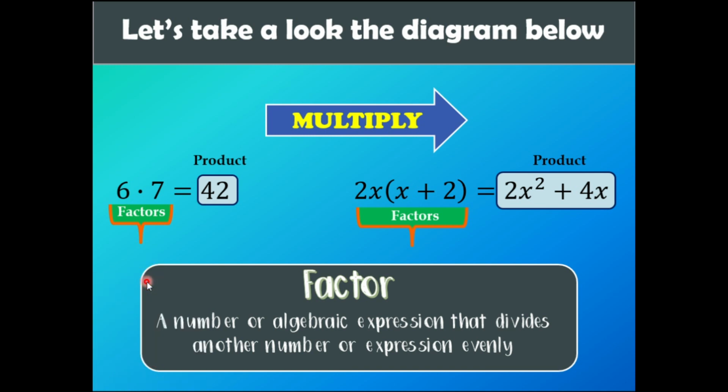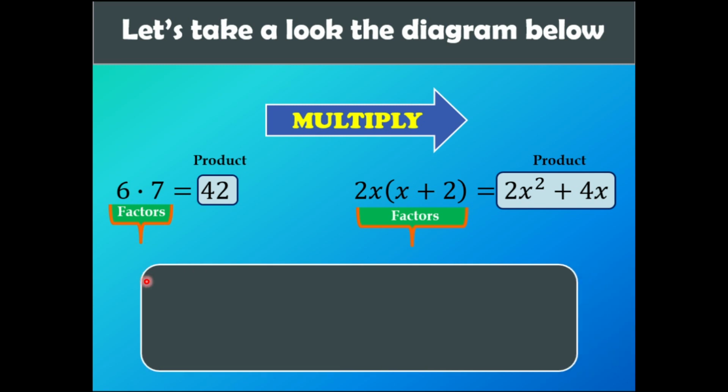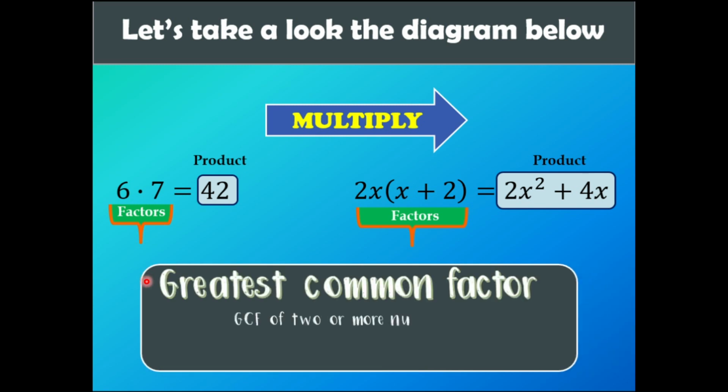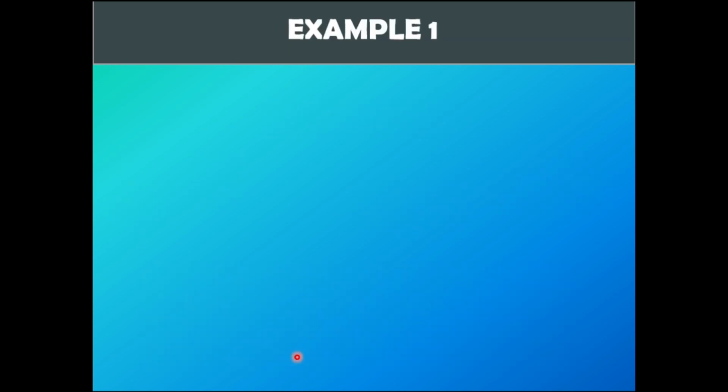Now let us define the greatest common factor. The greatest common factor, or the GCF of two or more numbers, is the greatest number that is a factor of each number. Meaning to say, in order for us to get the GCF, there must be two or more numbers given, and we will find the greatest number that is the factor of each number. Let's have an example number 1.